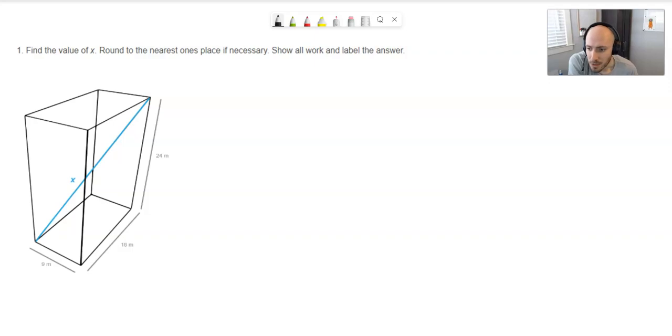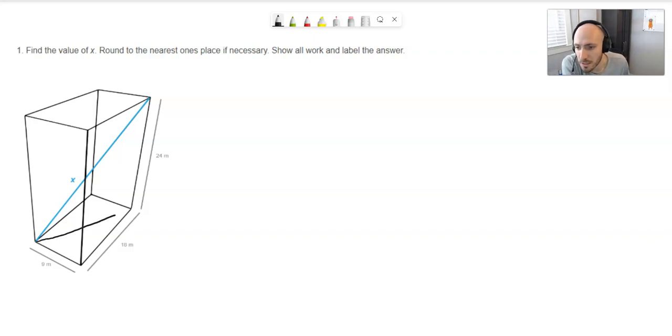So I'm going to show you guys how to go about solving this, because it seems like this is a pretty obscure length here that might be difficult to find. But we actually have everything that we need to find this value. So let's take a look here. So I can see that this blue line is actually a part of a right triangle. It is the hypotenuse of this triangle right here.